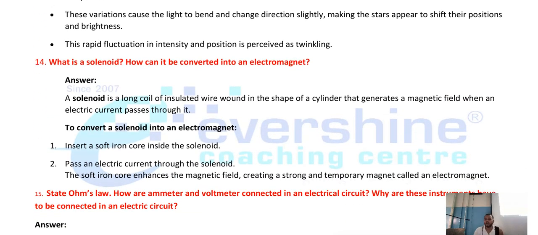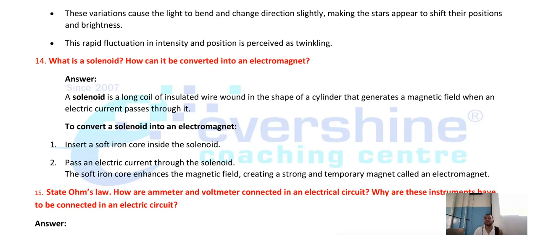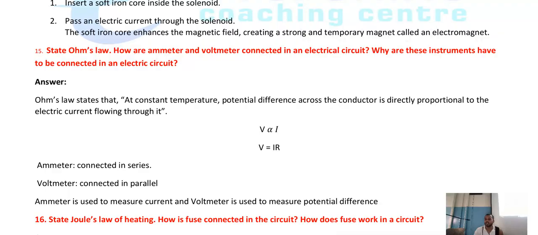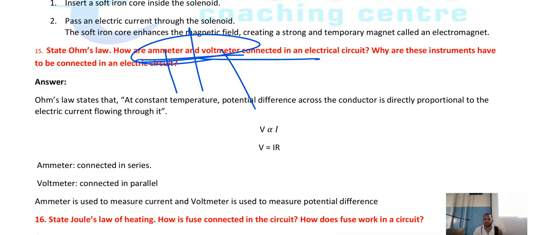What is a solenoid? How can it be converted into an electromagnet? Go through it. State Ohm's law. How are an ammeter and voltmeter connected in a circuit? Here they can ask you one cross question for this. They can ask you to write the difference between ammeter and voltmeter, and how the ammeter is connected in a circuit, how the voltmeter is connected in a circuit. Ammeter is connected in series, voltmeter is connected in parallel.